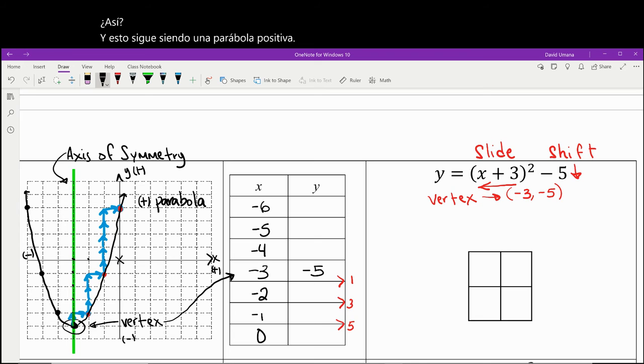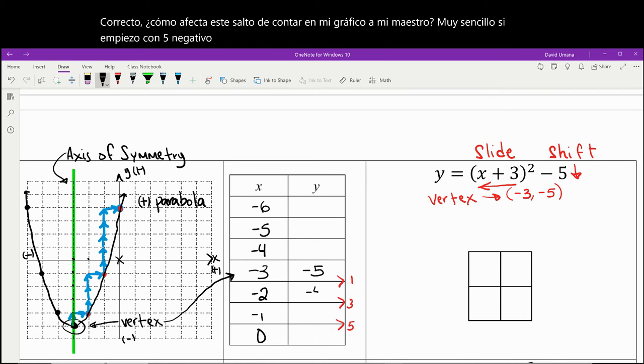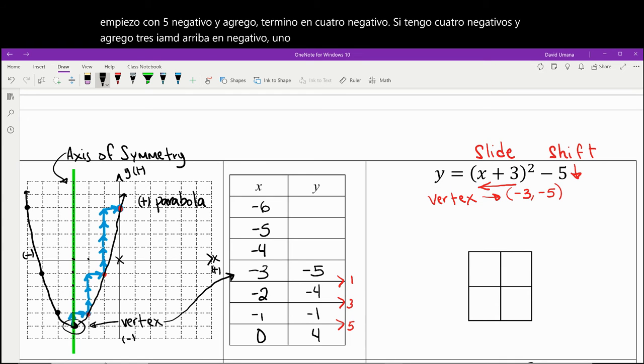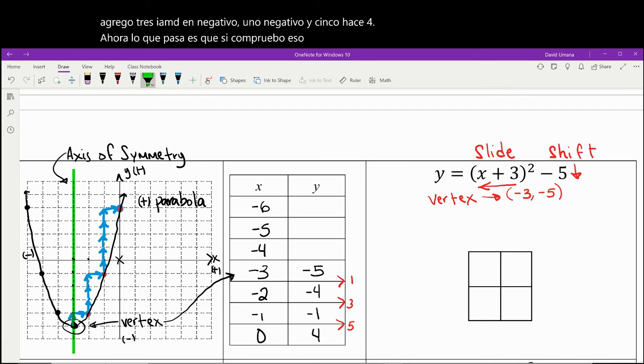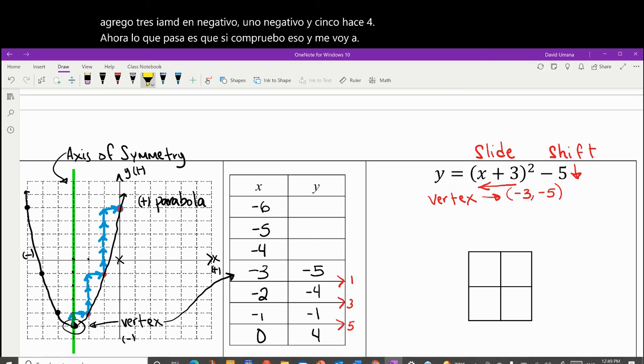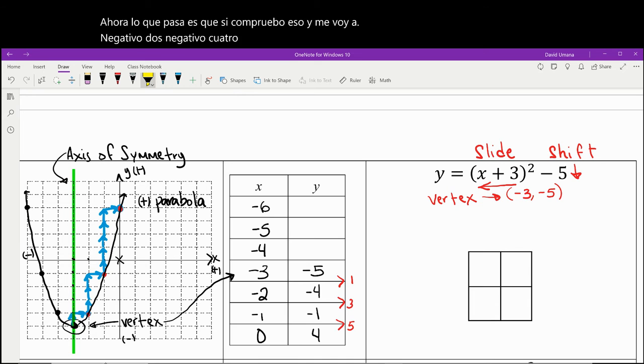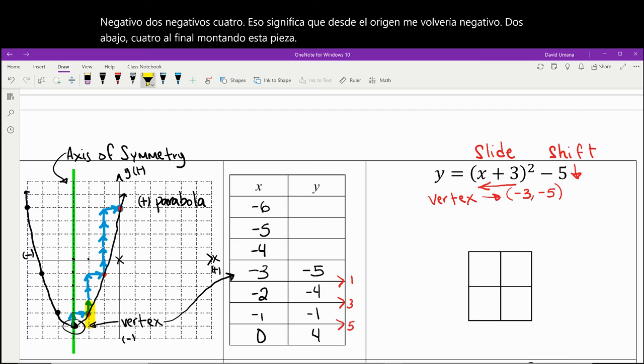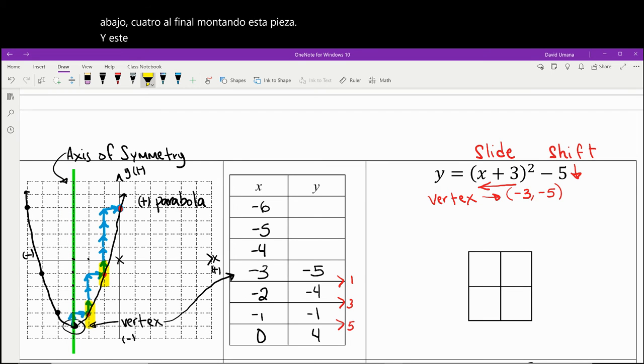Right, so how does this skip counting on my graph affect my t-chart? Very simple. If I start with -5 and I add 1, I end up at -4. If I have -4 and I add 3, I end up at -1. -1 and 5 makes 4. Now, if I check that and I go to -2, -4, that means that from the origin, I would go -2 down 4. I'd end up right in this space. The next one is -1, -1. I'd end up right there.